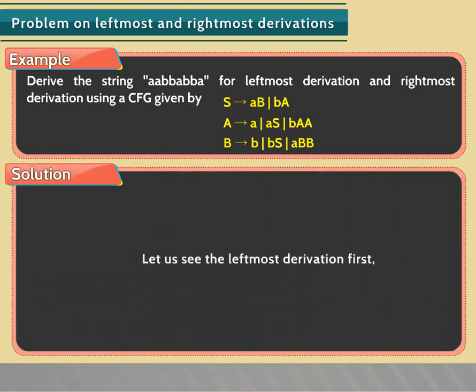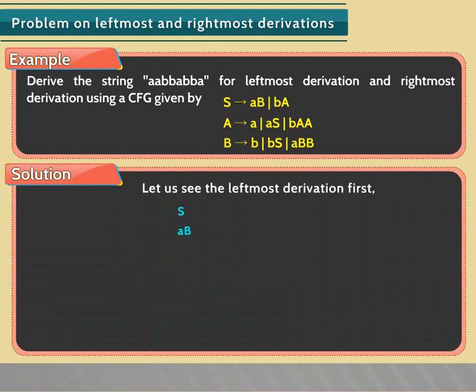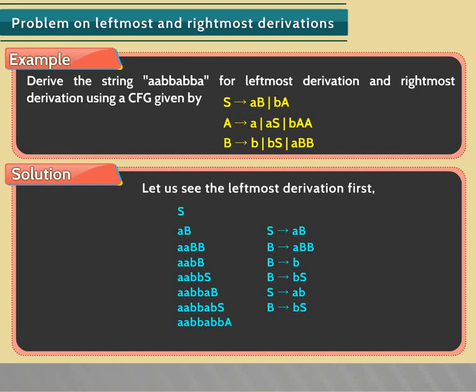Solution. Let us see the leftmost derivation first. S ⇒ aB, S provides aB. ⇒ aaBB, B provides aBB. ⇒ aabB, B provides b. ⇒ aabbS, B provides bS. ⇒ aabbaB, S provides aB. ⇒ aabbabS, B provides bS. ⇒ aabbabbA, S provides bA. ⇒ aabbabba, A provides a.